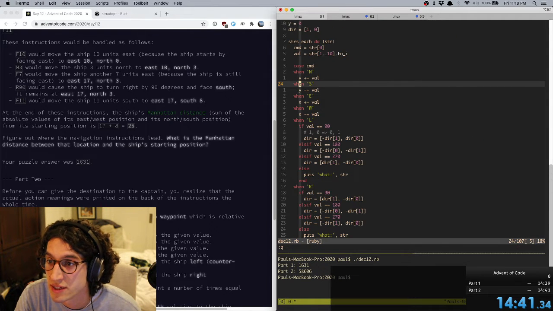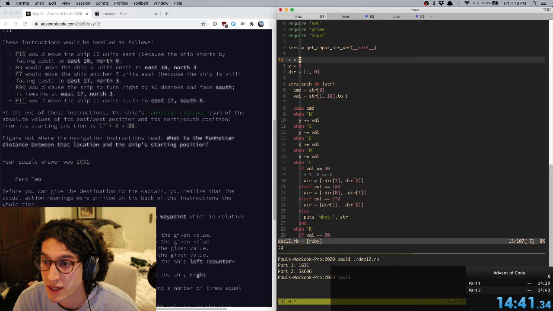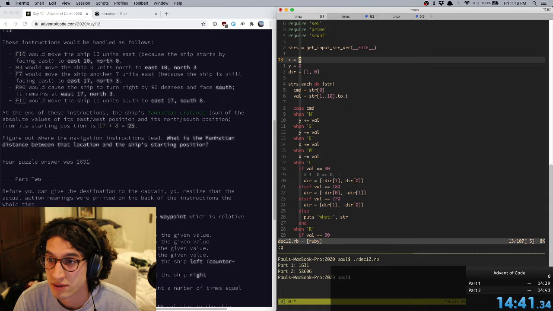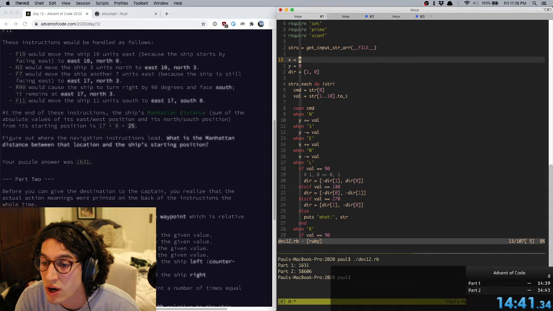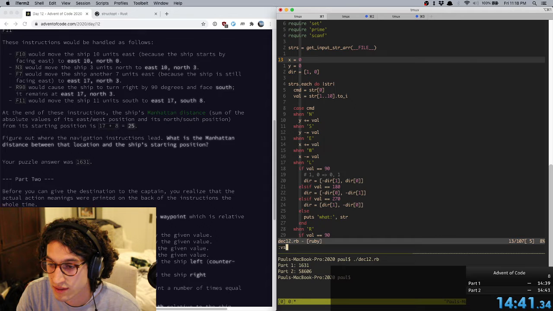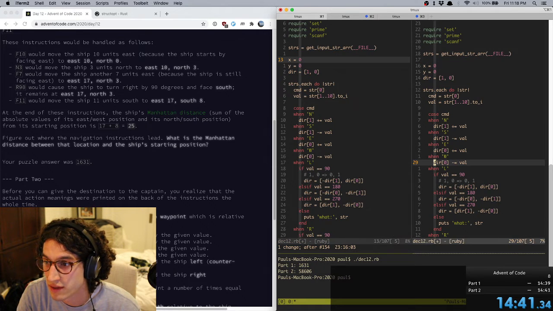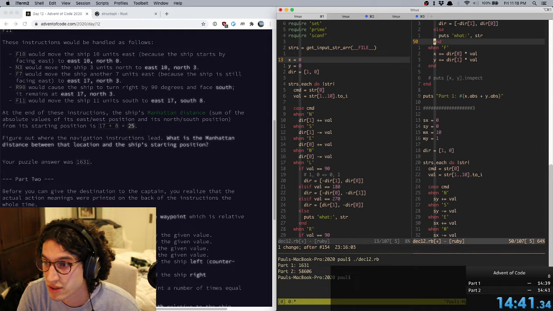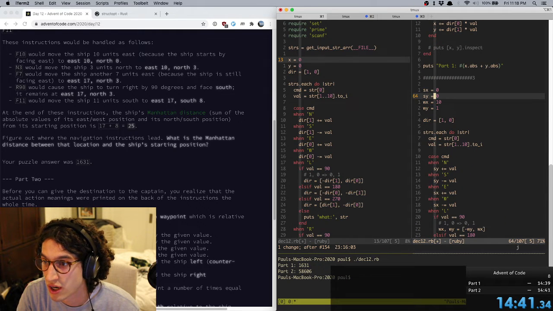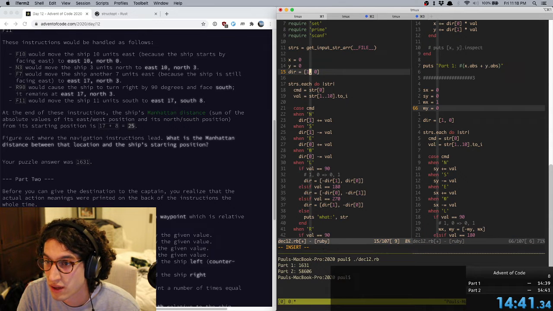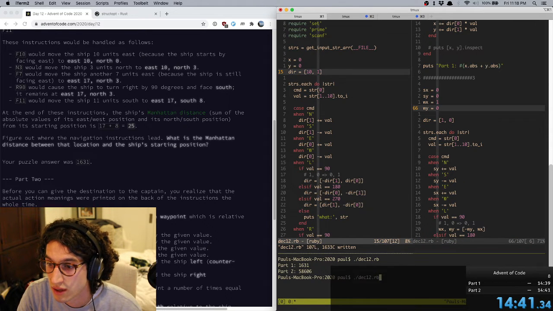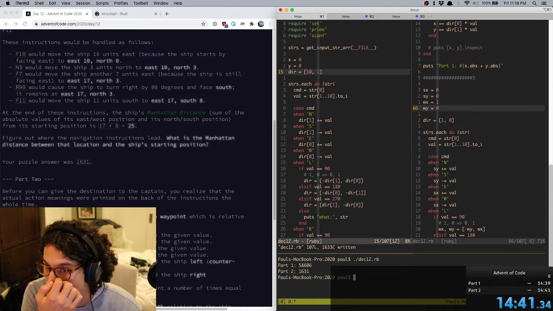So this is pretty simple. We have the ship's location as x and y. Oh, okay. The only other difference is the initial values, which are, yeah, okay.